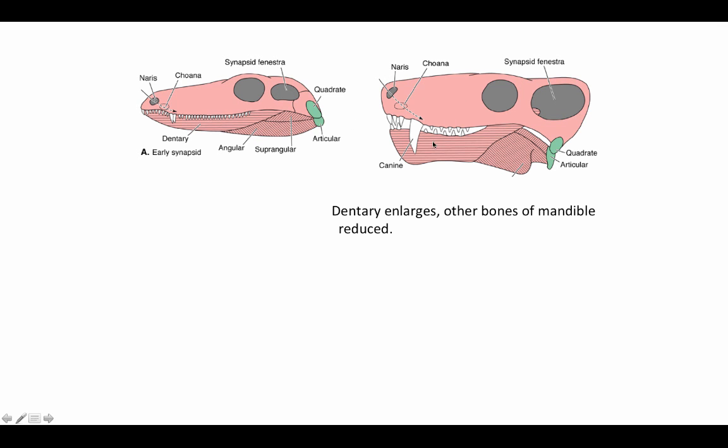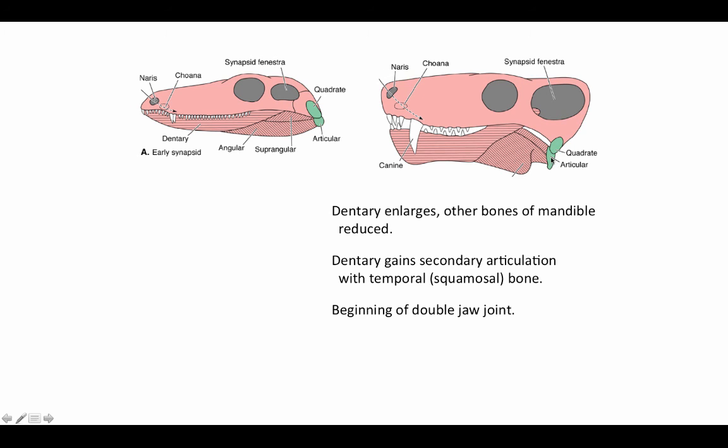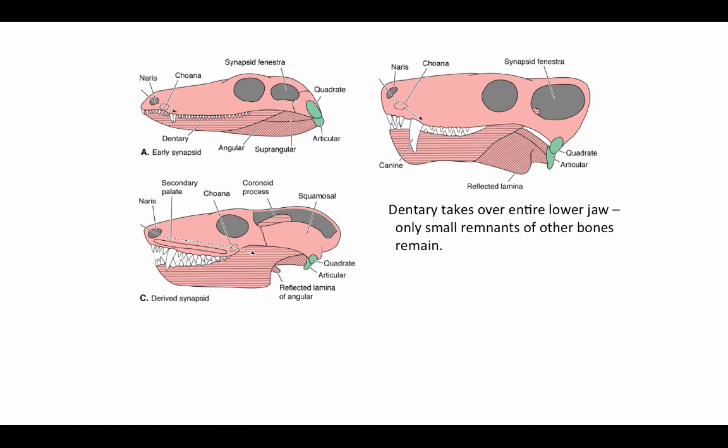So as the dentary enlarges, the other bones of the jaw become reduced. So we see the angular, articular, and quadrate. Eventually, the dentary becomes so large that it gains a secondary articulation with the squamosal bone, also known as the temporal bone. So at this point, the early mammals had a double jaw joint. They had both an articulation between the dentary and the squamosal bone, and also between the quadrate and articular. So this is the beginning of the double jaw joint.